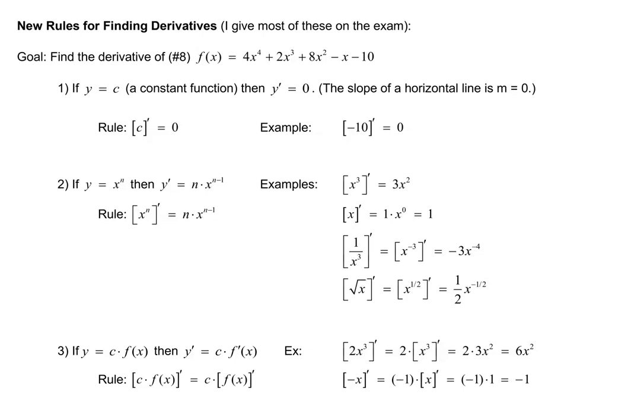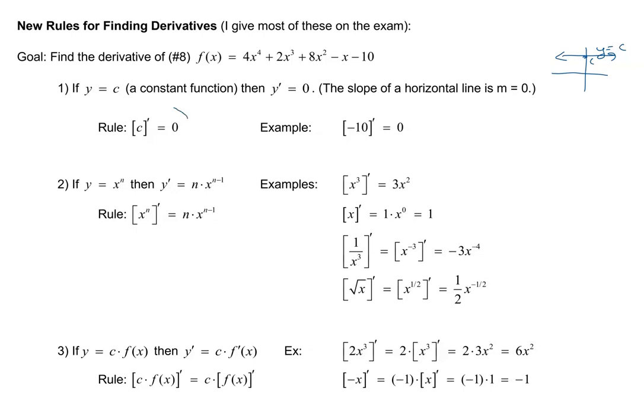So we're going to build up all the pieces that we need to be able to take the derivative of this polynomial. So let's start at the end there with that negative 10. So if, rule number one, if our function y is equal to a constant c, a constant function, then the derivative is equal to 0. And you can think of the picture that the graph of y equals c is just a horizontal line at height c, and that has slope m equals 0. So a constant function is a horizontal line, so the slope is 0.